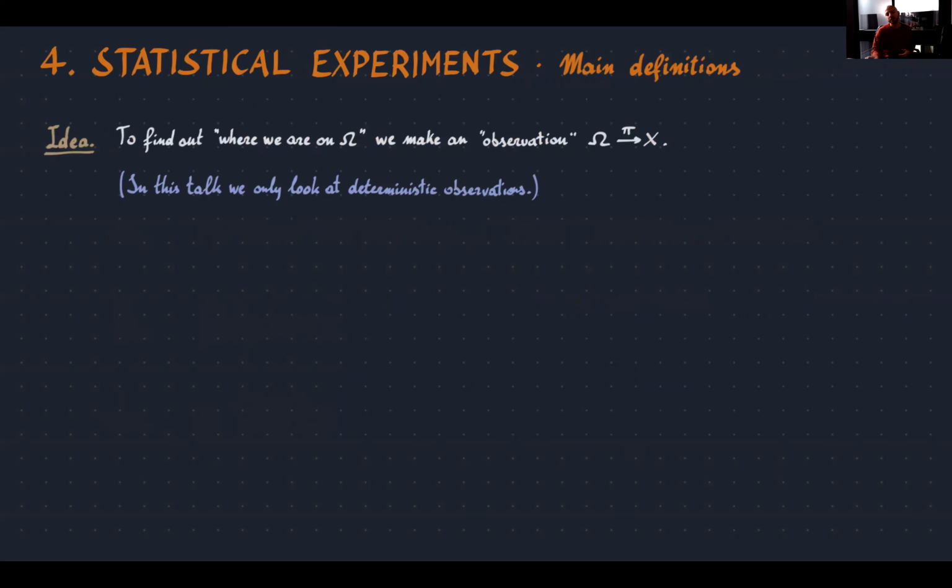So what's the basic idea? We have said that to know where we are on omega, you have to make some kind of observation. This observation can be noisy, so it could be a kernel, but throughout this talk we were just talking about random variables, so things that are deterministic. We stick to that here as well, but you can do everything with kernels.